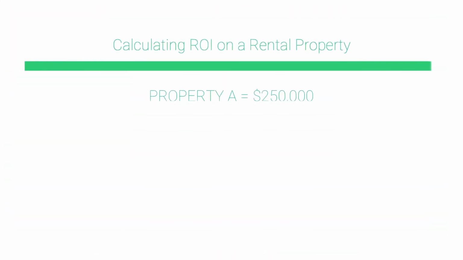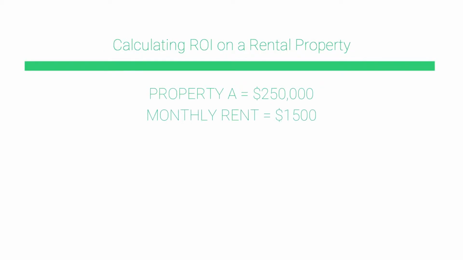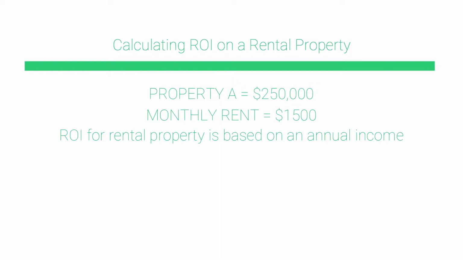So, how is ROI calculated on a rental property? Well, let's say that you're looking to purchase a rental property and you're looking to spend about $250,000. Now, let's say that after careful research and consultation, you determine that the average rental rate for that property is $1,500 per month. Now, ROI for a rental property is based on an annual income. So you will want to multiply the monthly income by 12. In this case, $1,500 multiplied by 12 is an annual rent income of $18,000.